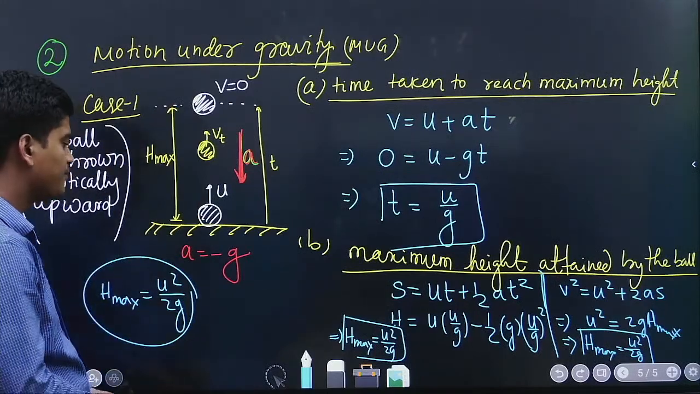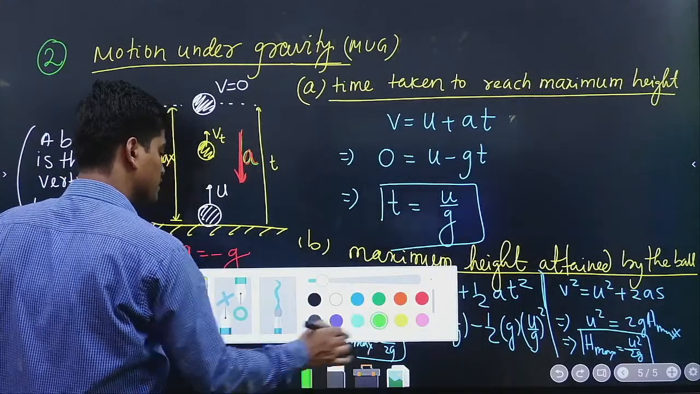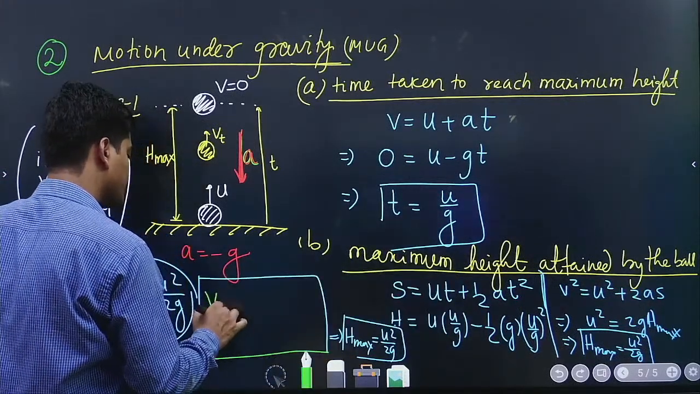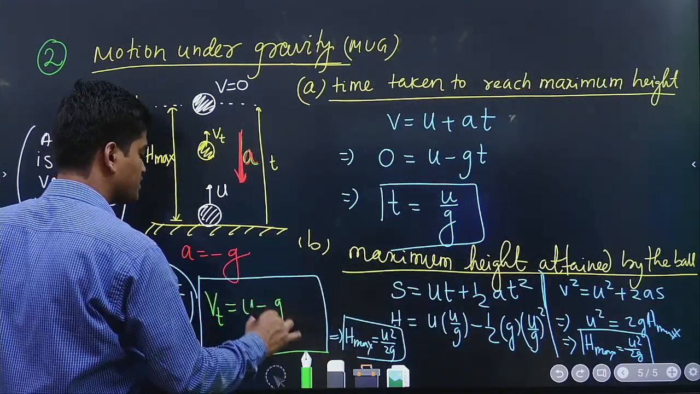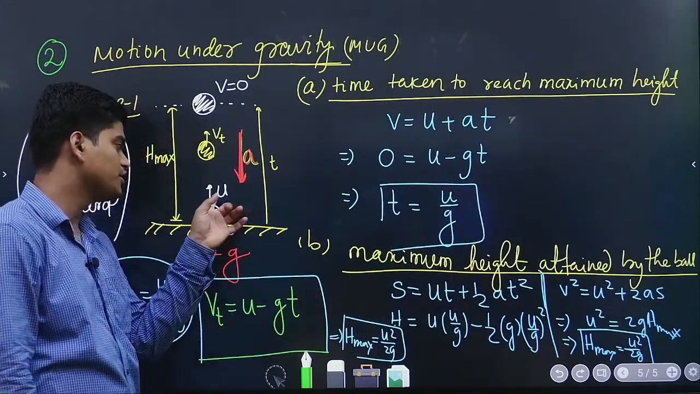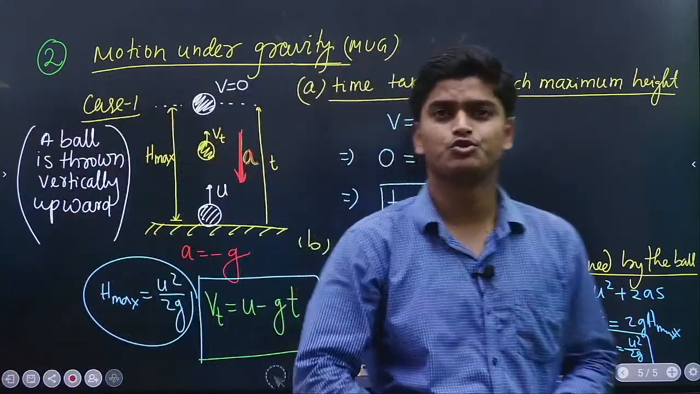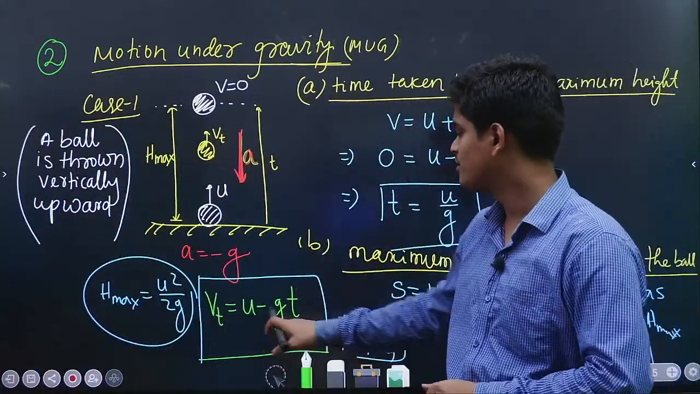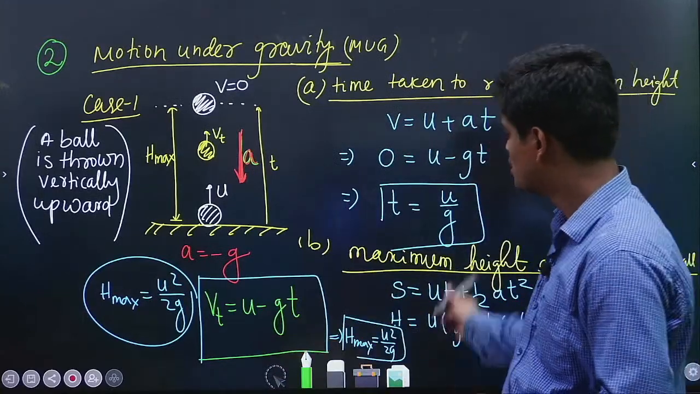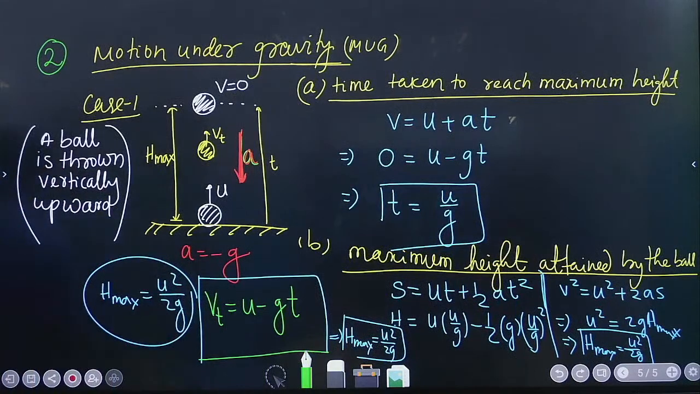And if at any time t you want to find the velocity, then what you can do? You can write Vt equal to u minus gt. Because u is the initial velocity and the acceleration due to gravity is minus g, so Vt is u minus gt. So this much you must remember about motion under gravity, case 1.